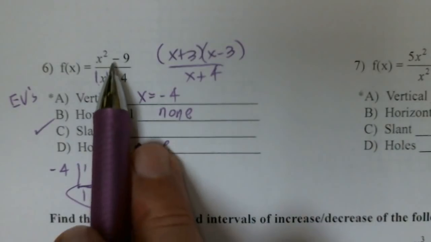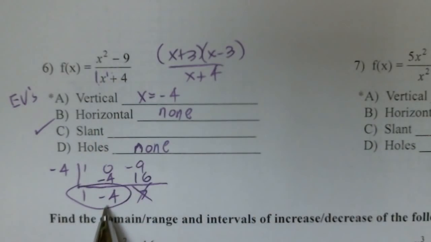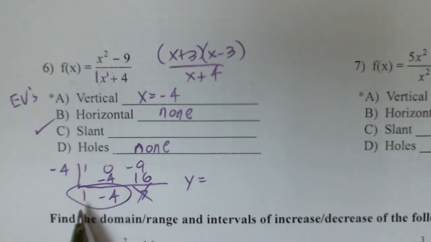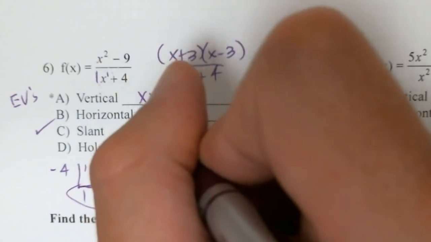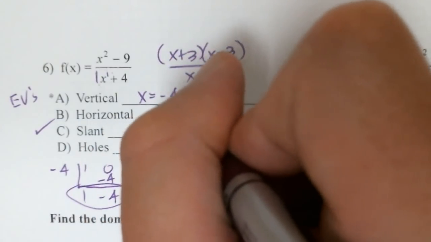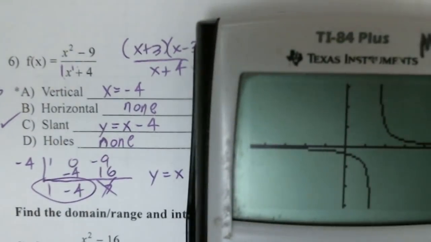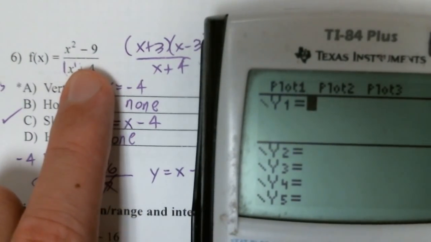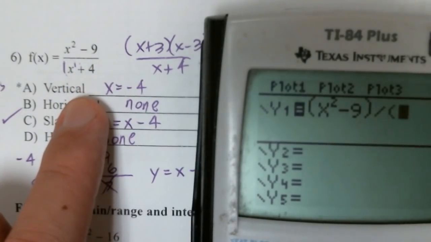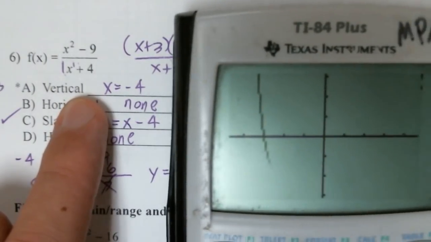Okay, so I've taken my quadratic, and I've knocked it down to a line. So the equation is that's just a 1x, and then minus 4. Okay, so my slant asymptote is y equals x minus 4. Okay, I can see that if I graph that. Do this real quick. Parentheses x squared minus 9 divided by parentheses x plus 4. Plus 4. Okay, let's graph that.